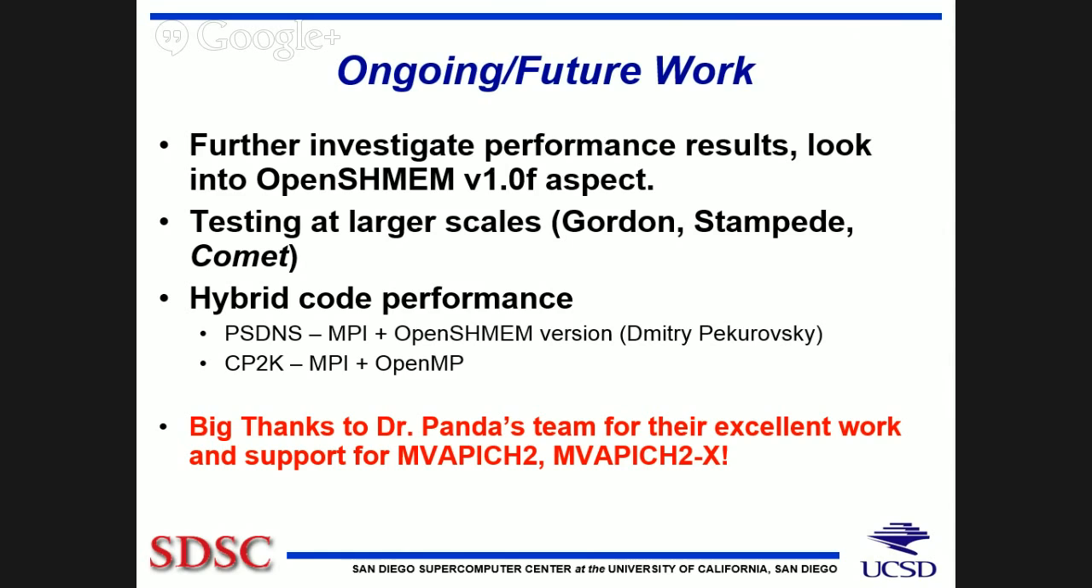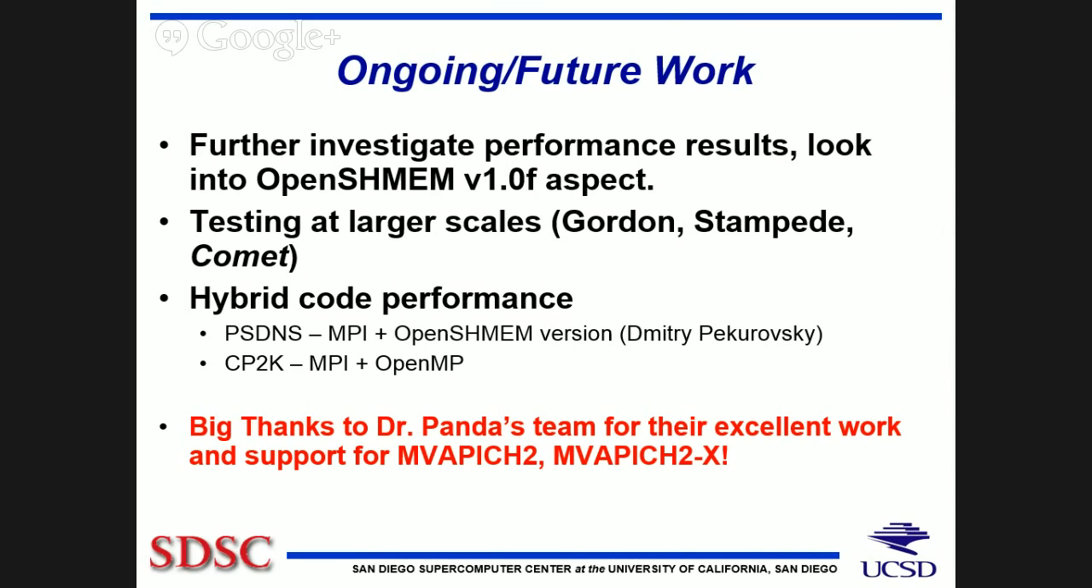So we're going to continue investigating the performance results. This was early results where I just ran them and looked at the numbers. I haven't really dug deep into communication patterns and things like that, so that's something I can look at, especially the OpenSHMEM version. And we can test this at much larger scales: Gordon, Stampede, and Comet, the machine that's coming up at SDSC. We're also going to have work that's ongoing with the PGAS project, which is going to look into hybrid code performance. One thing: PSDNS, Dimitri, who's at SDSC, is looking into the OpenSHMEM implementation.